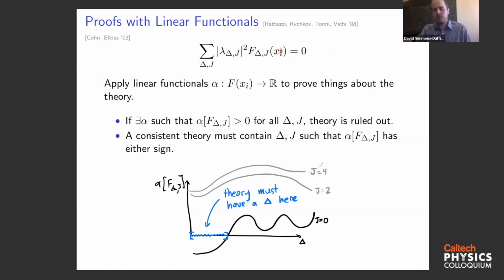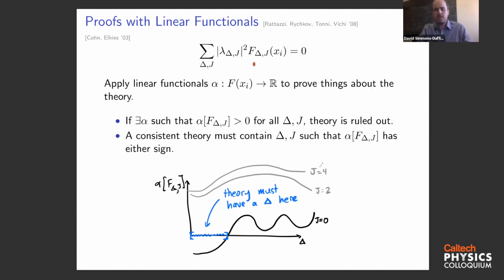And there's a very general tool for getting information out of these kinds of constraints, which is the idea of using linear functionals to prove things about the theory. This idea first appeared in the conformal bootstrap context in 2008, but it actually goes back even earlier to mathematical work on sphere packing by Kohn and Elkies, who used this strategy to bound packings of spheres in d-dimensional space. The strategy is to take your consistency condition, use the fact that it has some positivity built into it, and apply different linear functionals to get different inequalities that prove different things.